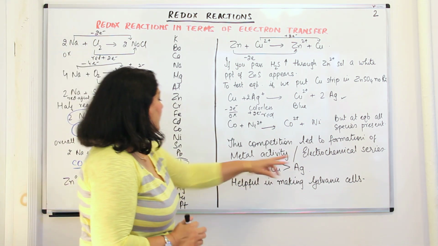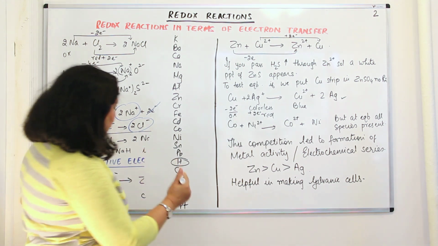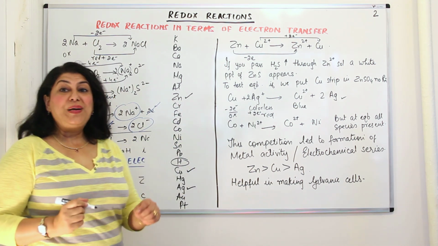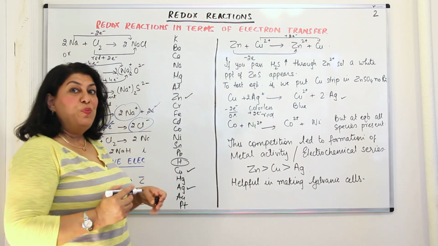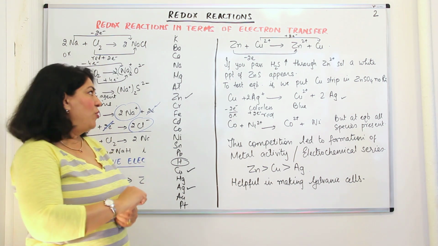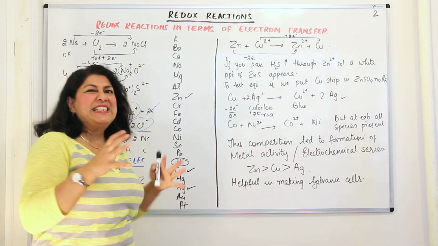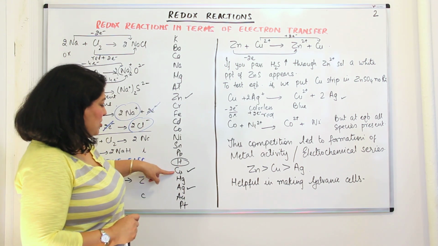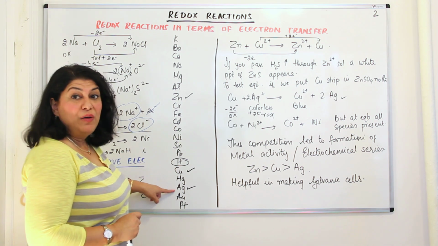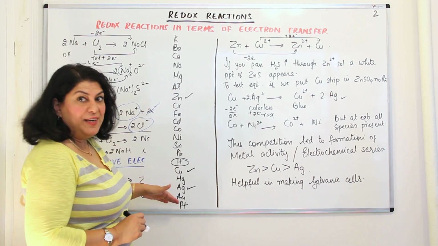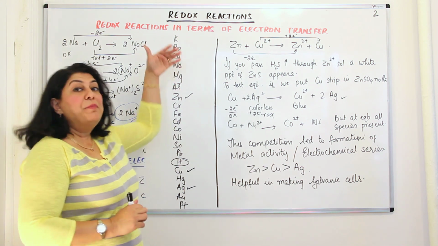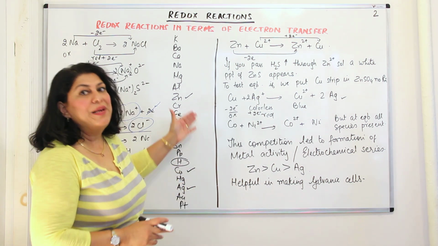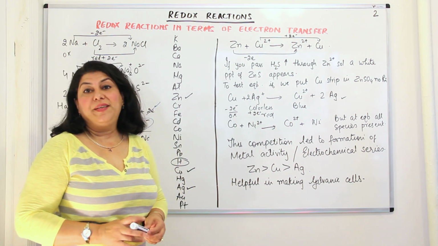And you see zinc, copper, silver. Where are zinc, copper, and silver? Silver is here, copper is here, and zinc is here. Now do you understand? According to their tendency, the one which has the strongest tendency to lose electrons is on top, and the one which has the least tendency to lose electrons is at the bottom. So zinc is stronger, it can displace copper, and copper can displace silver. So metals which are lower in the series can be displaced by metals higher up in the series. But metals which are lower in the series cannot displace a metal which is higher up in the series.